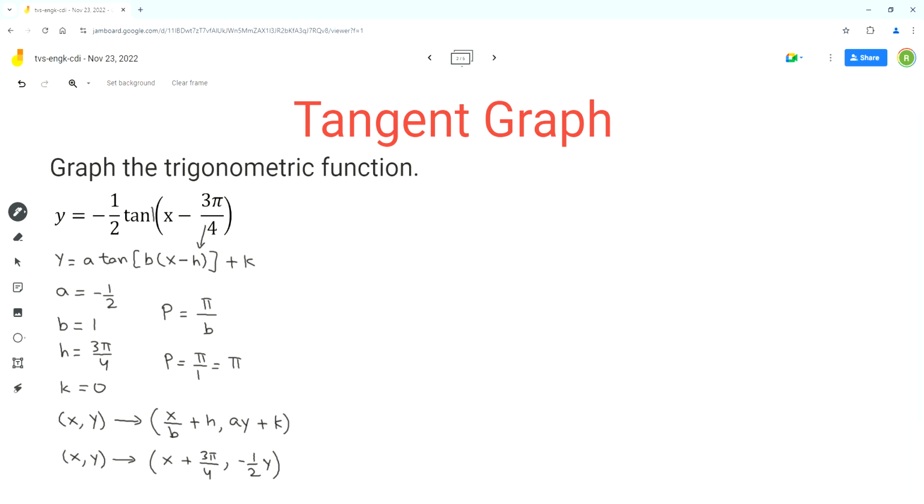Now we can prepare a table of values for the parent function. The parent function is y equals tan x. We should use x values for one full cycle. As we know, tangent function graph has vertical asymptotes. So the first cycle about the origin has the vertical asymptote at negative pi over 2. So we can cover x values for the full cycle starting from negative pi over 2 to positive pi over 2.